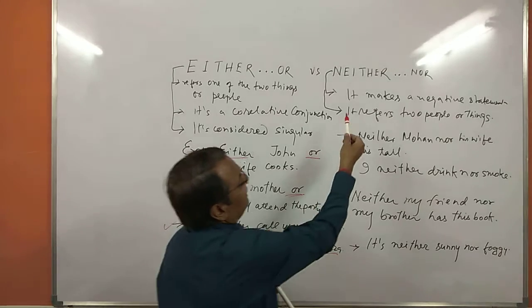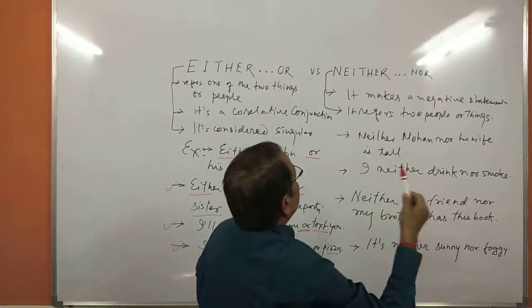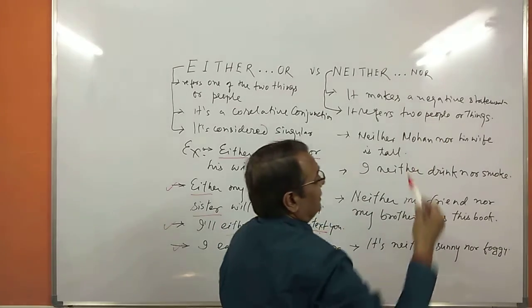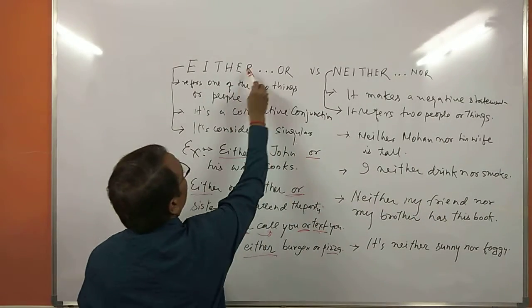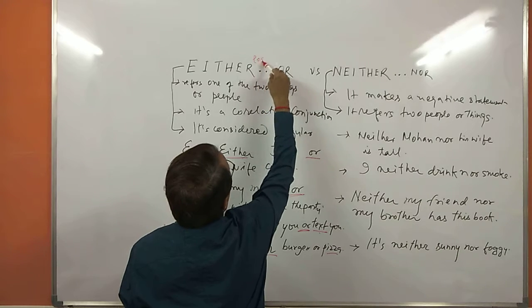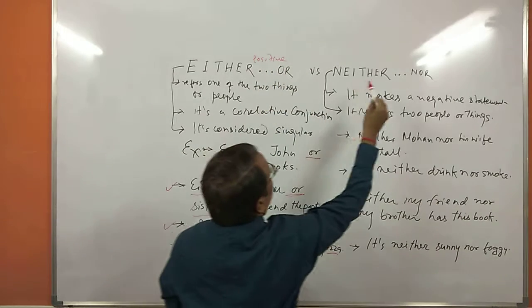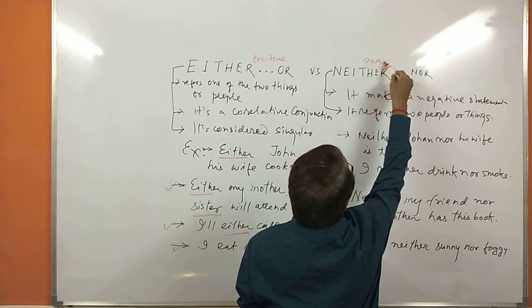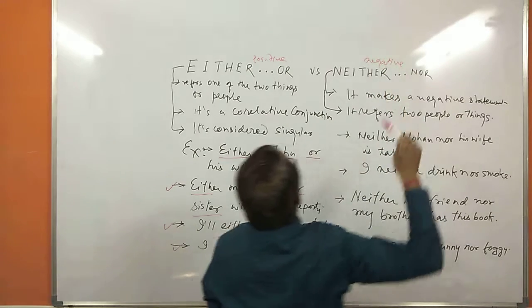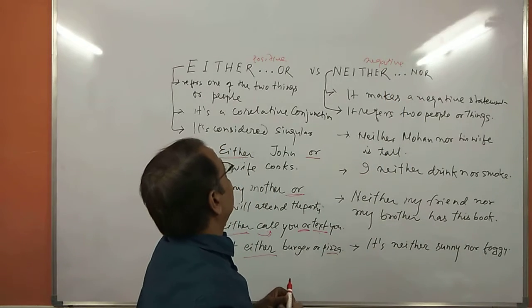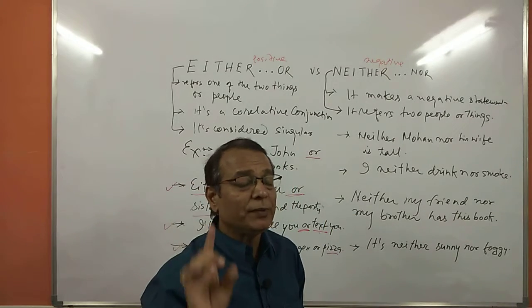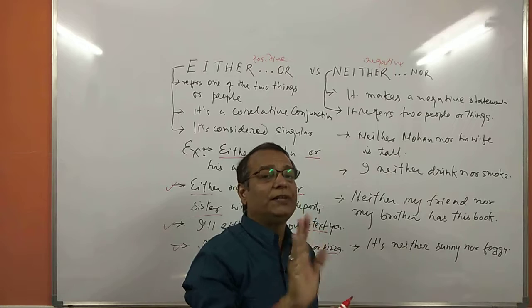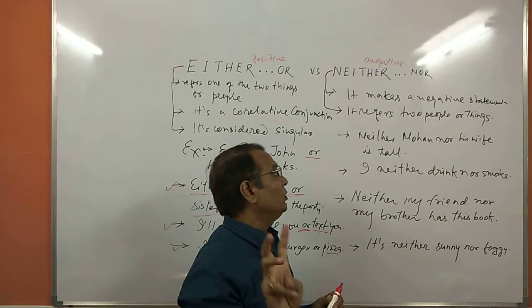Now let me teach you neither nor. It again makes a negative statement actually. Either or makes a positive statement and this is negative statement. That is the basic thing to learn in this lesson. Whenever you are using either or, actually it's a positive statement, but one person or one thing or one place you are talking about, right? There are two options, but one.